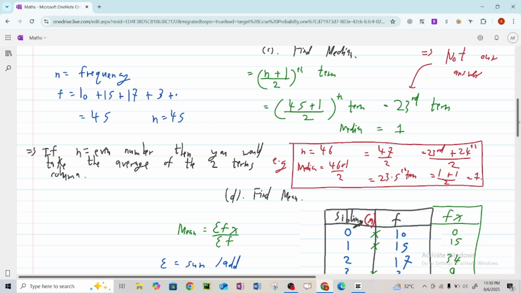But again, 23rd and 24th will be the term number, not the actual values. You're not going to actually take 23 and 24. That will be the term number, the column. Because both of them were in the same column, you're just going to take 1 plus 1, divide them by 2, and you're going to get 1. And that will be your answer. But this is just in a separate example.